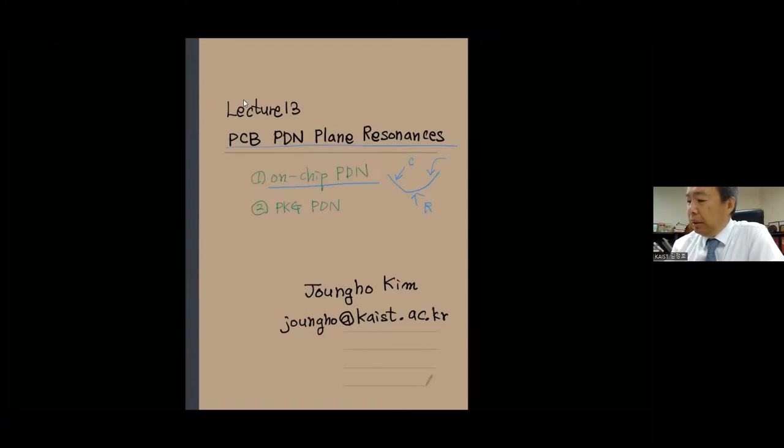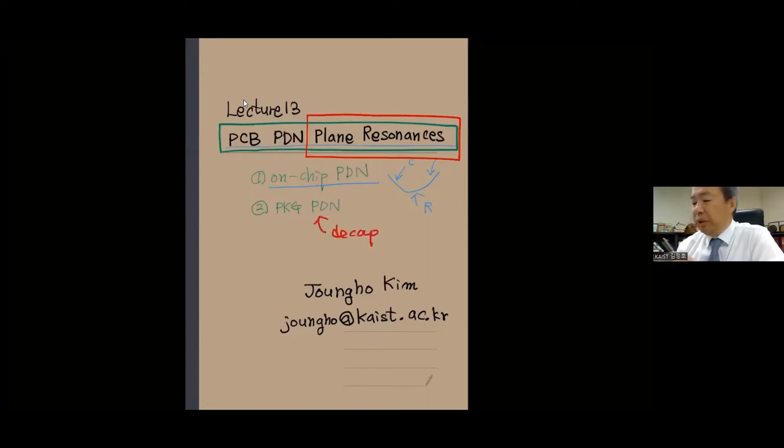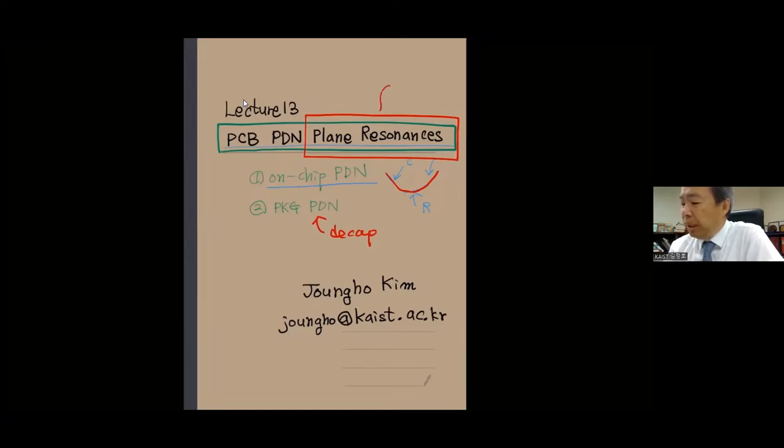Today, the subject of class will be mostly on the PCB level PDN issue. Especially, I'm going to talk in more detail about plane resonances. In the package level, decap might be a major source of resonances and it will control the capacitance, resistance and inductance. It will determine the PDN impedance at the mid frequency range. At the high frequency range, on-chip decap and the grid design or finger design, the network design, will control the RLC in the gigahertz range. Now, today I'm going to focus more on the plane resonance, which usually occurs at the PCB level.